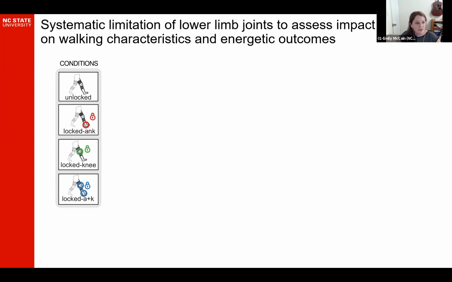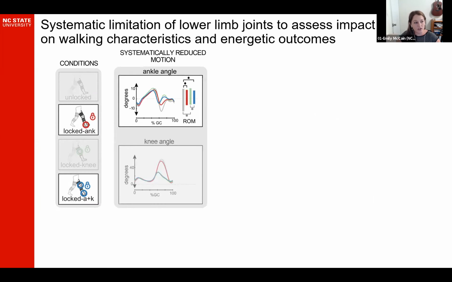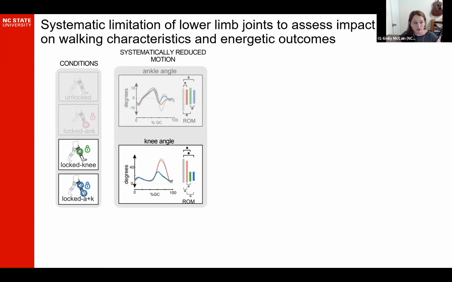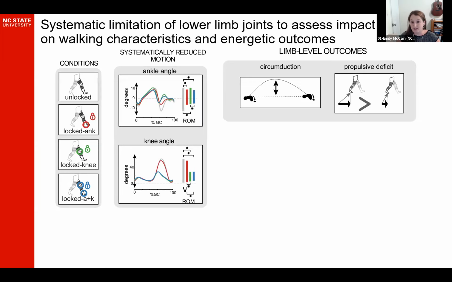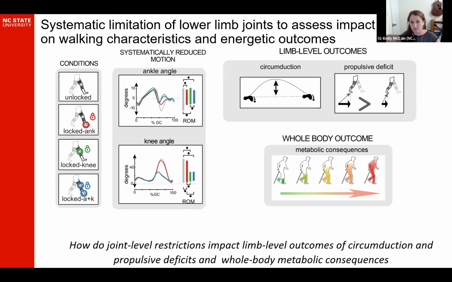So instead, we used a custom 3D printed ankle stay and DonJoy lockable knee braces to systematically limit ankle motion, knee motion, then ankle and knee motion simultaneously. We compared these 3 locked conditions to an unlocked condition where braces were worn but not locked. Using this study design, we were successful at reducing ankle range of motion as well as knee range of motion. So we turned our attention towards how our joint level restrictions had impacted limb level outcomes of circumduction and propulsion, as well as the whole body outcome of metabolic cost.